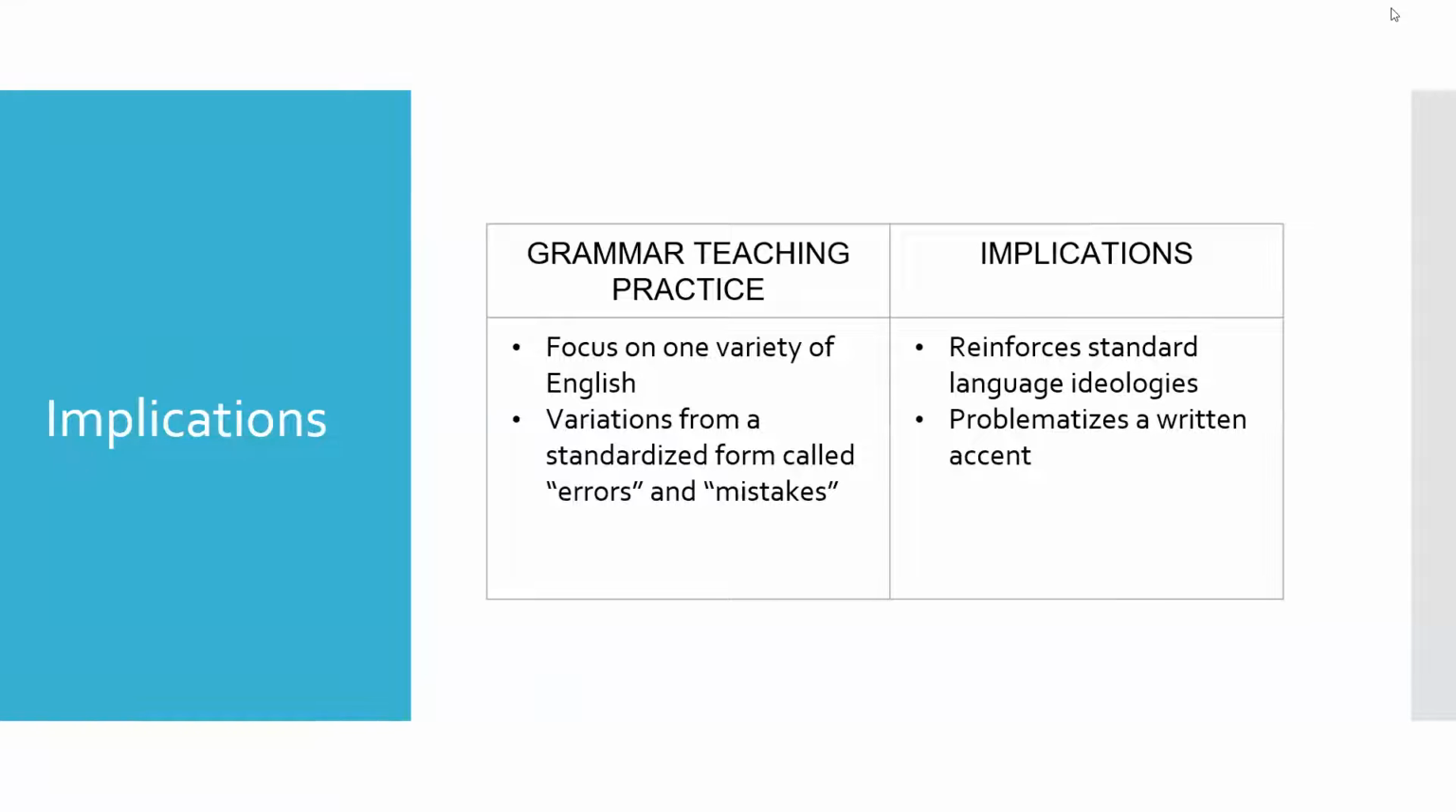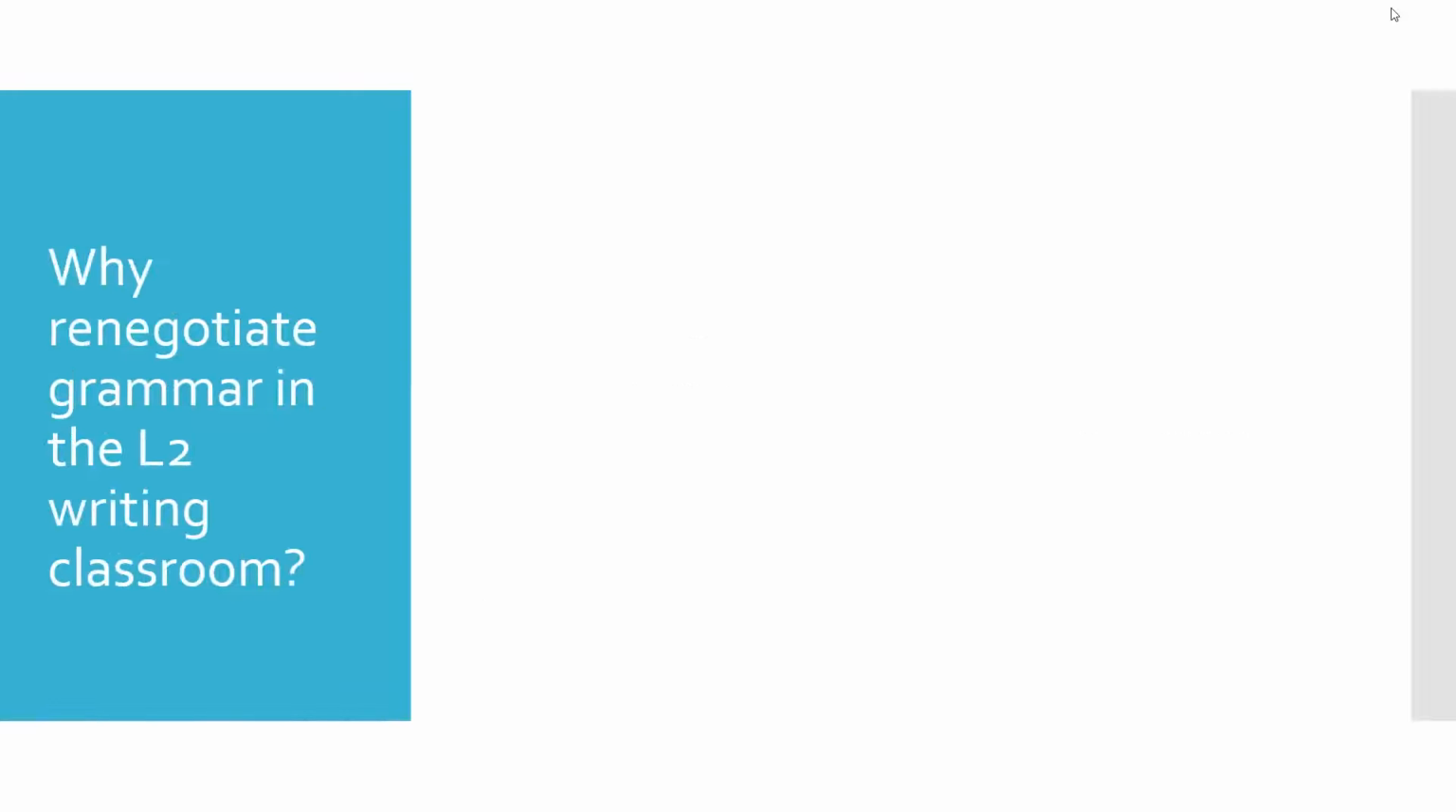So the implications, if I'm teaching grammar in this way, if I focus on one variety and I talk about variations from a standardized form as errors and mistakes, I can be reinforcing, I am reinforcing standard ideologies, right? The prominence of it. And it also problematizes a written accent, which I know my students are going to have anyway. And that is why I'm thinking more. My presentation is about negotiating grammar. How am I going to adjust, rethink how I approach this?